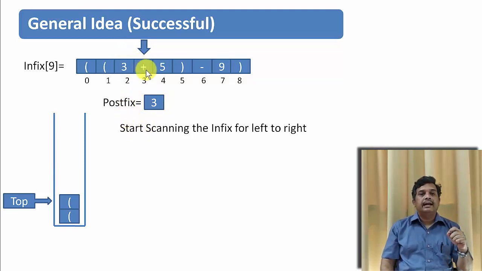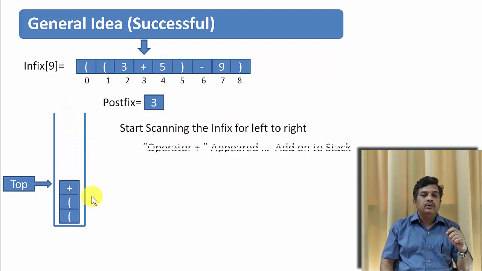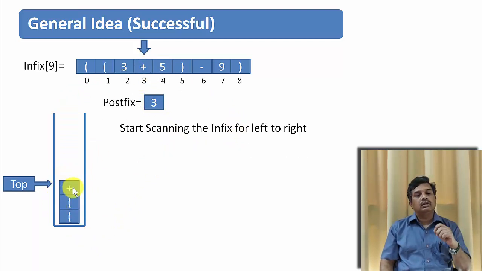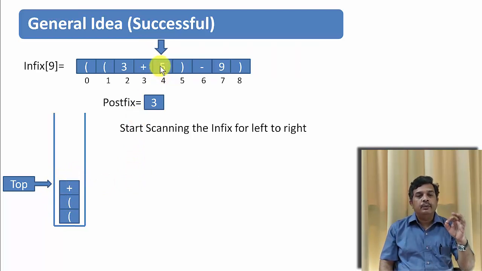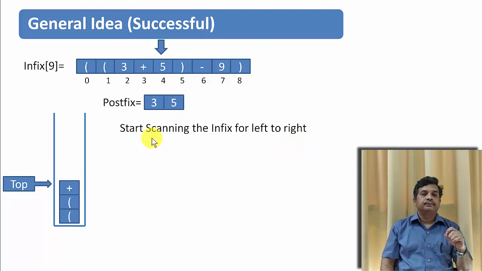The next character is an operator, plus. So for that, what do we have to do? We have to add it to the stack. So plus is added onto the stack. The next character read is a numerical value, that is 5. So I'll add it to the postfix expression. So in the postfix expression, I'm having 3 and 5.